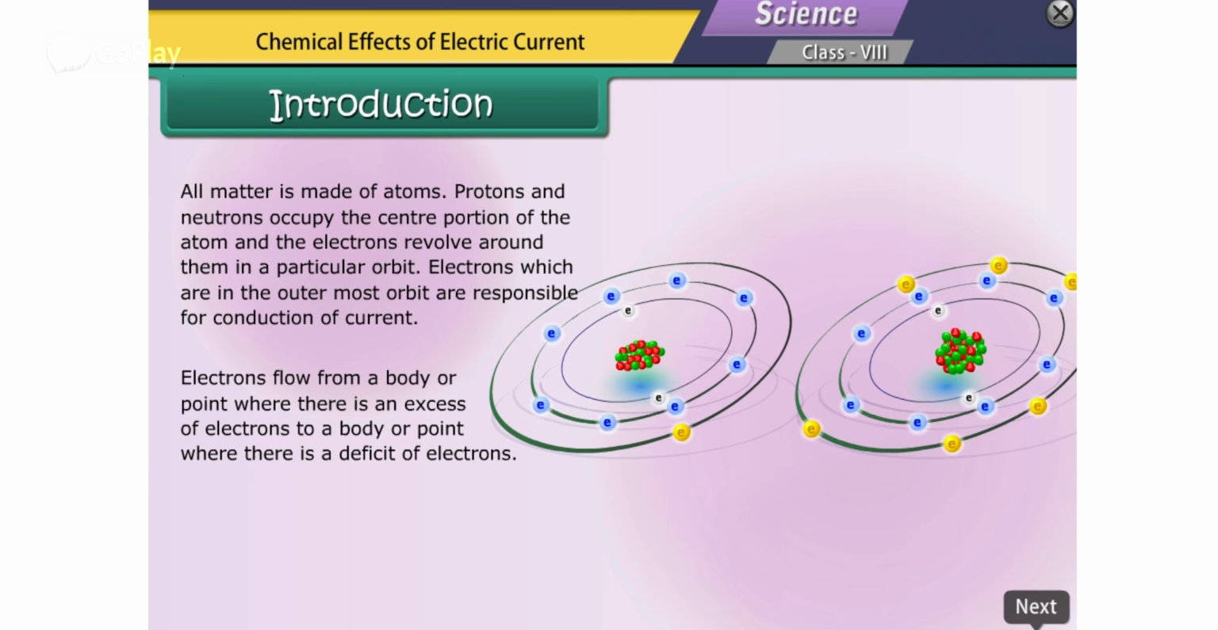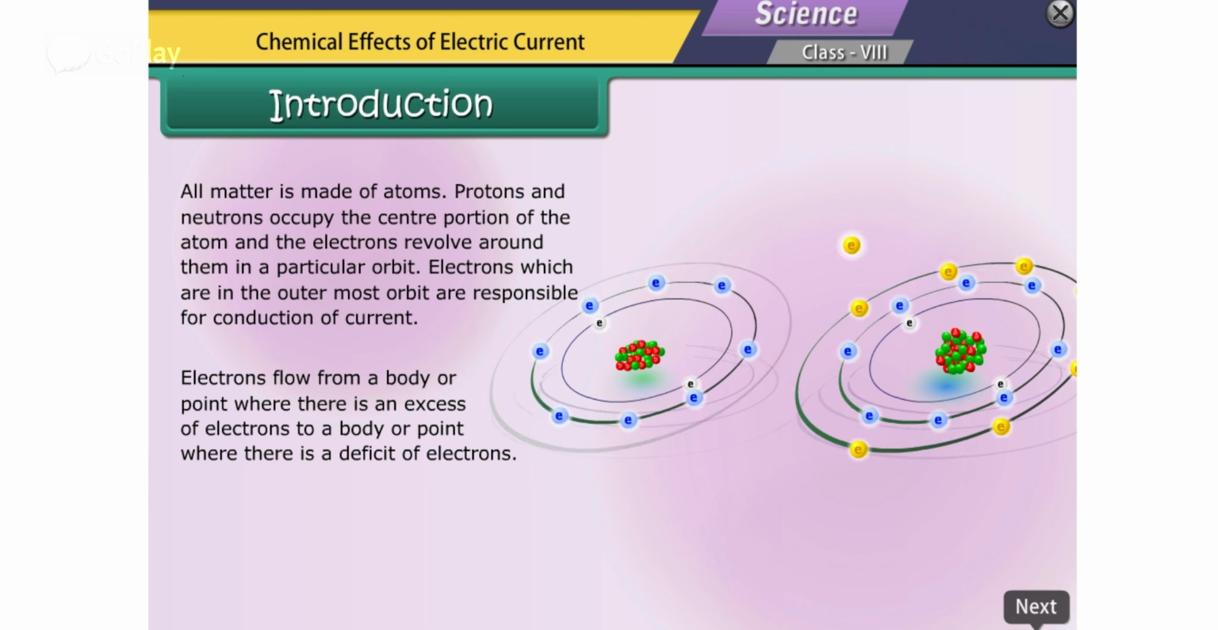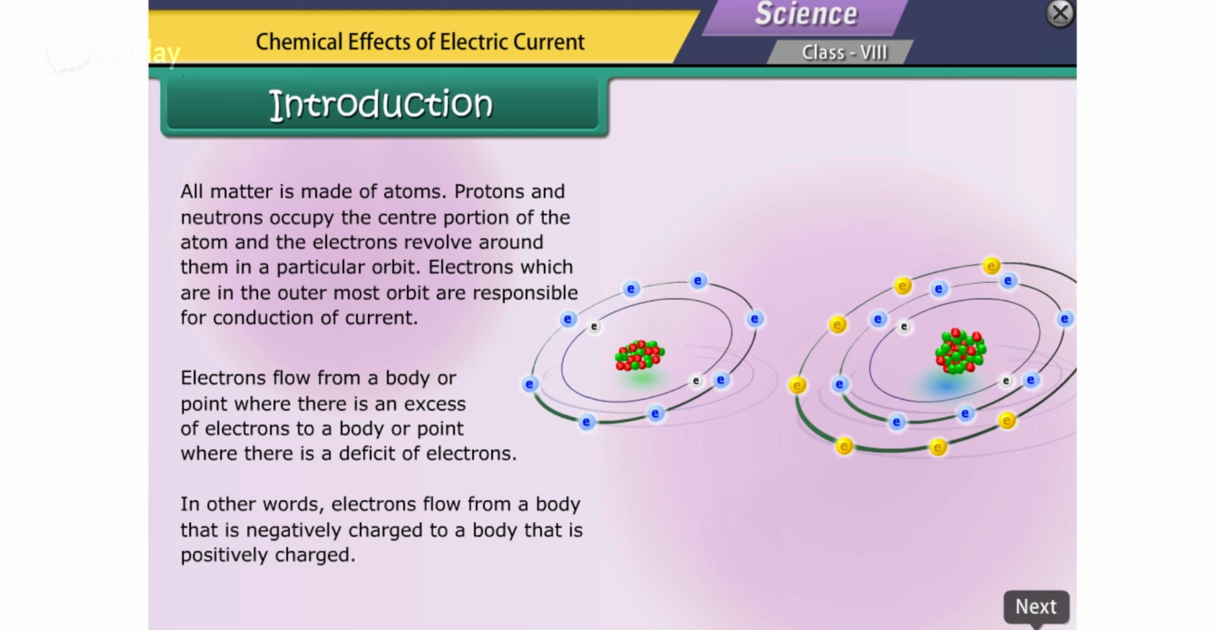Electrons flow from a body or point where there is an excess of electrons to a body or point where there is a deficit of electrons. In other words, electrons flow from a body that is negatively charged to a body that is positively charged.